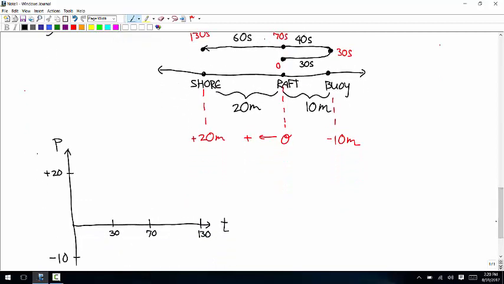Okay, so when time is equal to 0, the swimmer starts on the raft, so what's his position? 0, yep. So at time equals 0, position is 0. Then at 30 seconds, what's his position? Negative 10. At 70, what's his position? 0. And then at 130, what's his position? 20, yep. And you can connect these.